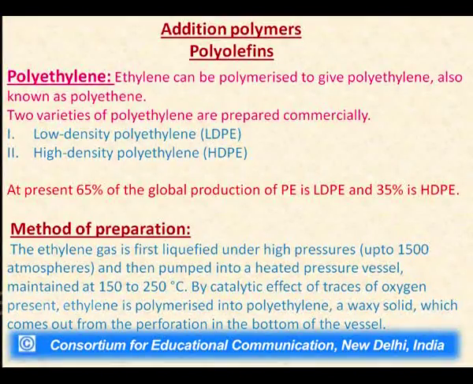Ethylene is a gas which is first liquefied under high pressures, up to 1500 atmospheres, and then pumped into a heated pressure vessel, which is maintained at a temperature of 150 to 250 degrees centigrade. Then by the catalytic effect of traces of oxygen present in the vessel, the ethylene is polymerized into polyethylene, which is a waxy solid which comes out from the perforation in the bottom of that vessel.